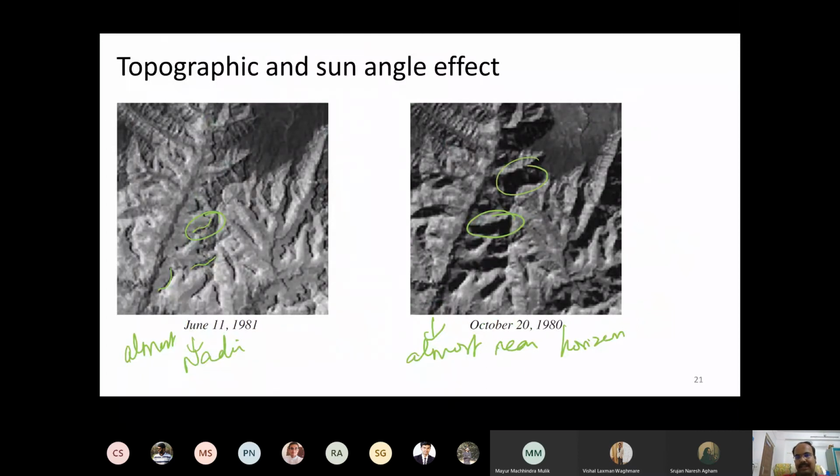Whatever reflectance you calculate is going to vary between this image and this image. This is mainly because of the change in solar radiation and the effect of topography. If the surface is flat, then this effect may not be seen, but this is a mountainous area, the Grand Canyon in USA. It's an area filled with peaks and valleys. That is going to change the way the object looks because of variation in incoming solar radiation.